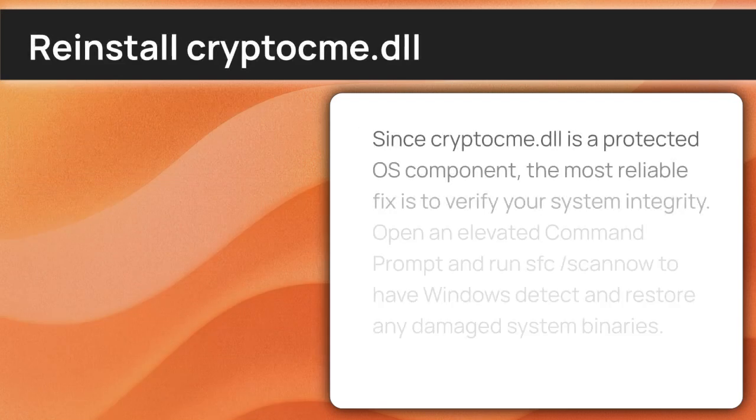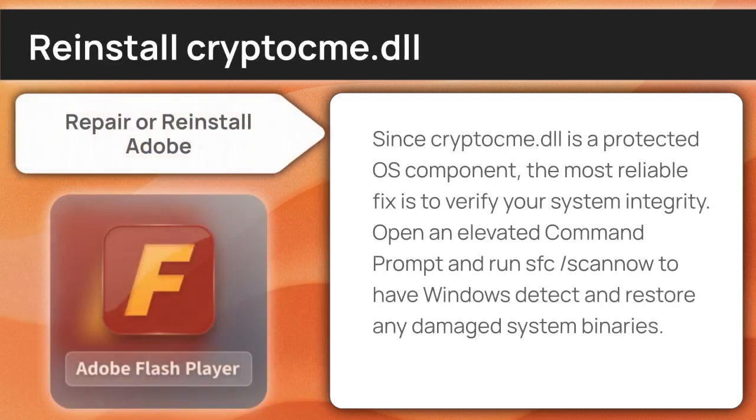Since Cryptocme Library DLL is a protected OS component, the most reliable fix is to verify your system integrity. Open an elevated command prompt and run sfc /scannow to have Windows detect and restore any damaged system binaries.